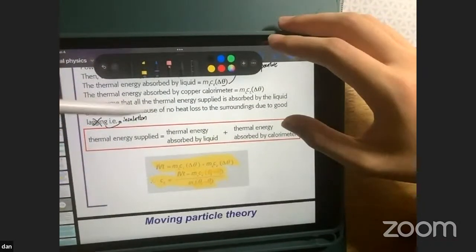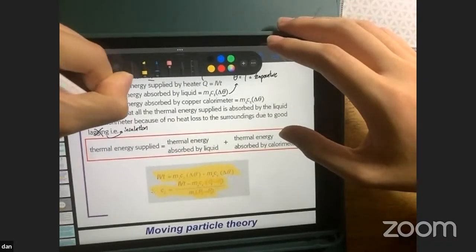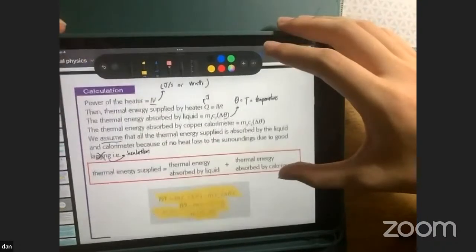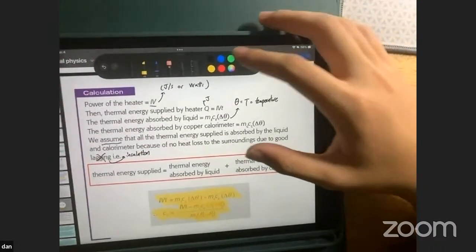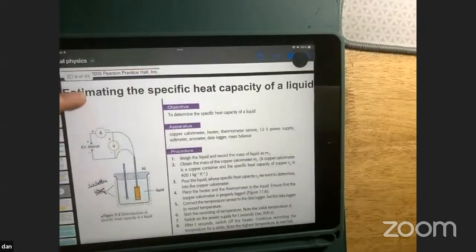Insulation. Thermal energy supply is also, but this is assumed, it's not the real world. We assume it in calorimetry, so this is ideal, meant to make our life easier. Of course, in reality that's not true, and they will ask questions based on that, like the last 2 marks. But you don't have to worry about that right now.